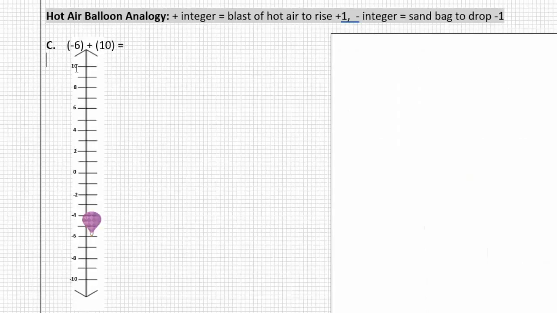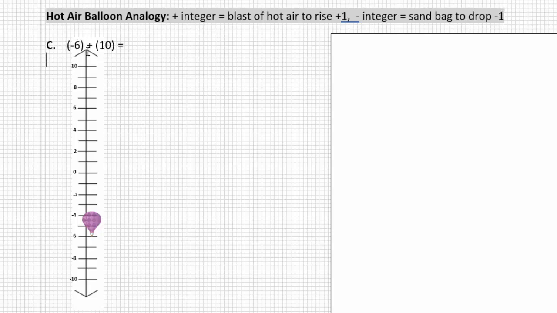Oftentimes when we use the vertical number line, people use a hot air balloon analogy. Like with the number chips, you can think about a positive integer in this analogy as a blast of hot air to rise 1. Hot air makes the balloon go up. A negative integer is a sandbag, and that will drop it 1.